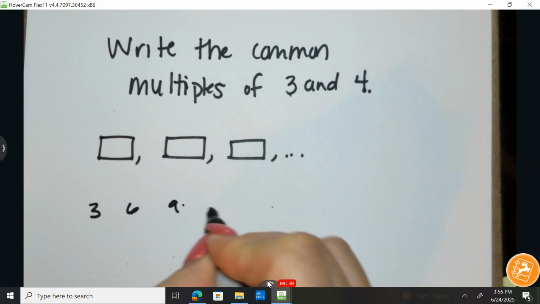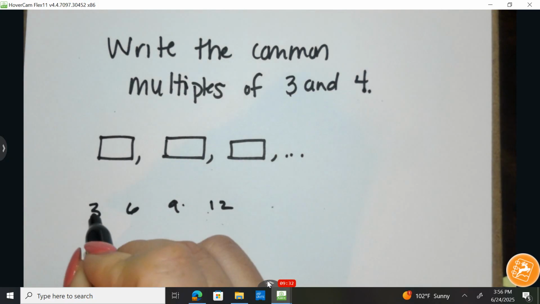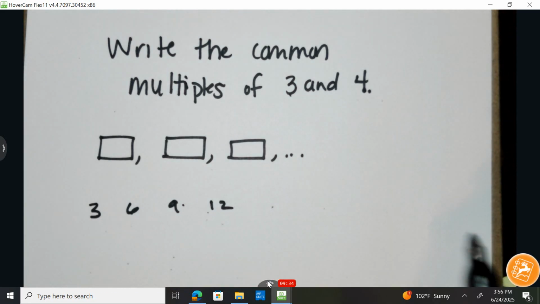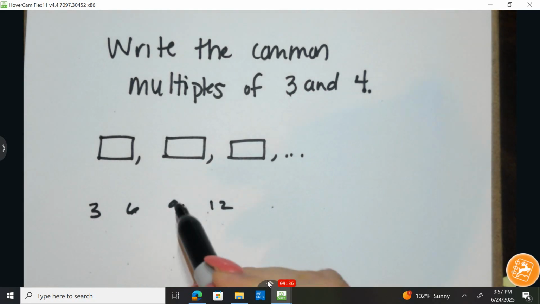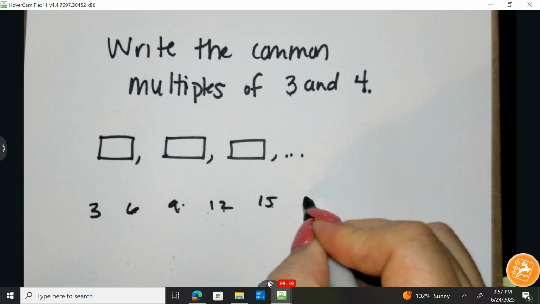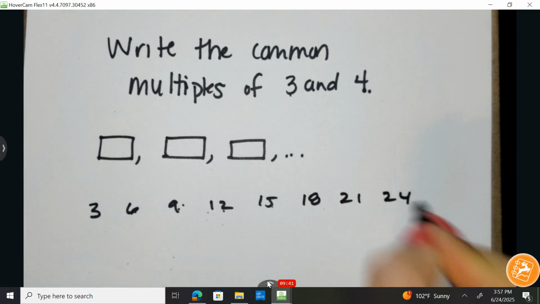3, 6, 9, 12. And I'm going to continue to either add 3 or multiply by 3. So 1 group of 3, 2, 3, 4, 5 groups of 3, 6 groups of 3. And again, multiplying or adding, however your brain works. I'm going to do the same thing with 4.